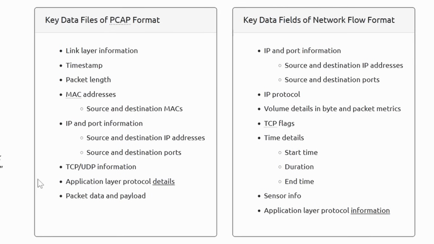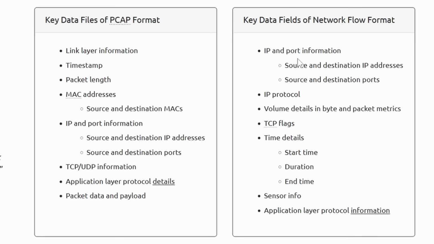And you can see this table here basically outlining the difference, the actual values, and how they differ between the two. For the PCAP, we're getting application layer protocol details, as well as the packet data and the payload, as well as some other stuff you'd expect to see. If you ever look in Wireshark, you can probably see this information if you have a PCAP. You're going to get that lower level link layer information, the MAC addresses, the source and the destination, as well as the IP and port.